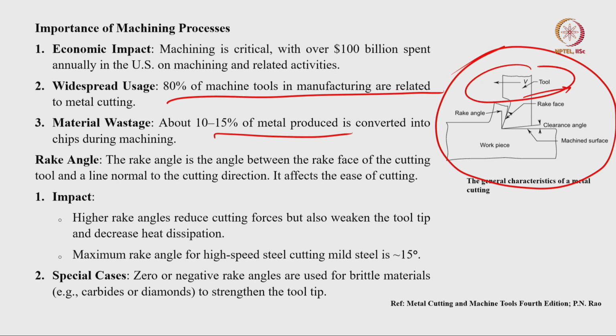Of course, you can understand that the cutting tool that has to be utilized for machining has to have higher hardness than the material which is undergoing machining. The impact of rake angle is that higher rake angles reduce cutting forces, but also weaken the tool tip and decrease heat dissipation. So, the maximum rake angle for high speed steel cutting mild steel is 15 degrees. This is a typical example.